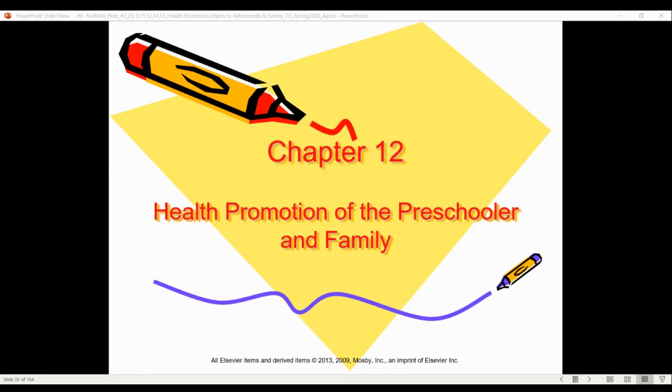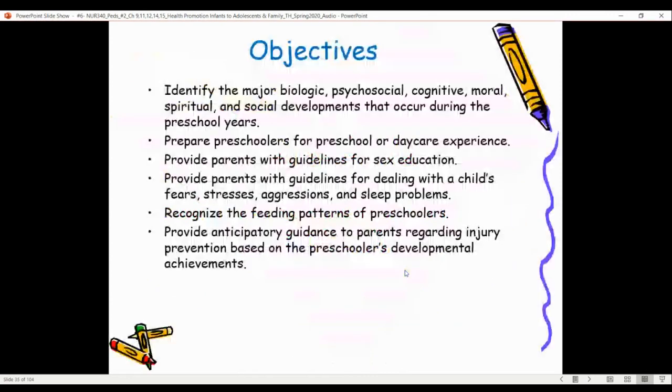All right, we've got 2 more hours. You guys can do this. We'll get through this. Chapter 12 is the preschooler. So we're going to go through our preschooler. Your objectives.